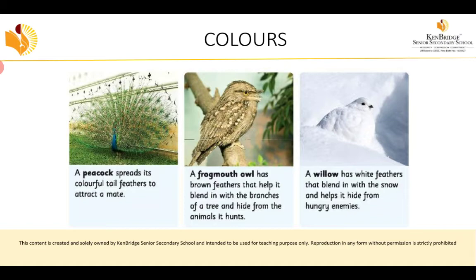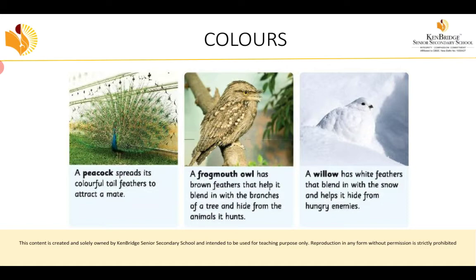And see the second one, the frogmouth owl has brown feathers. This bird has brown feathers that help it blend in with the branches of the tree and hide from animals that hunt it. If it is the same color as the branch, it can hide from the hunters. Some hunters will come and hunt the birds, but if it's the same color, they can't find it. So this color is also helpful.